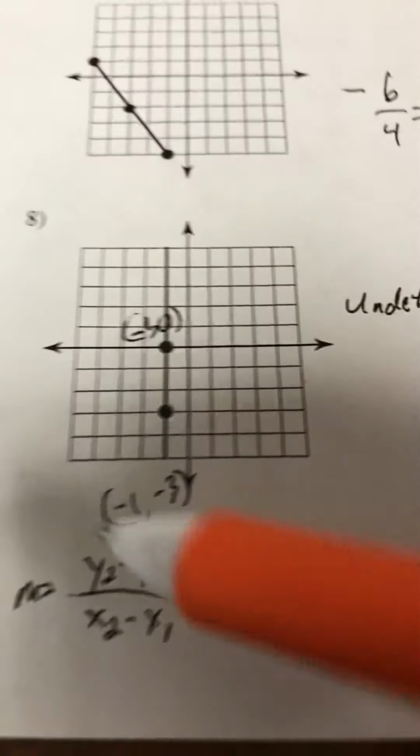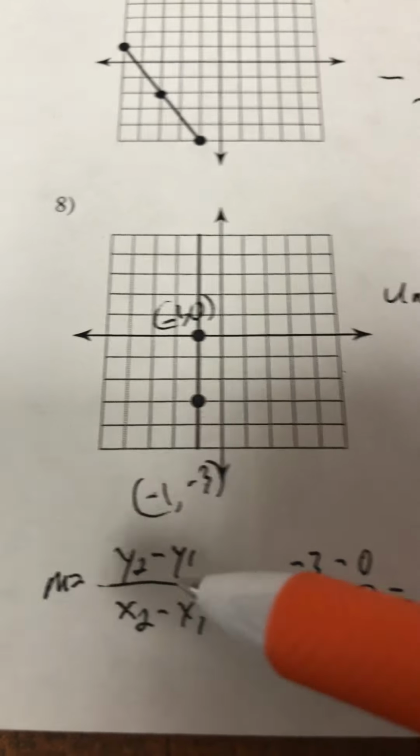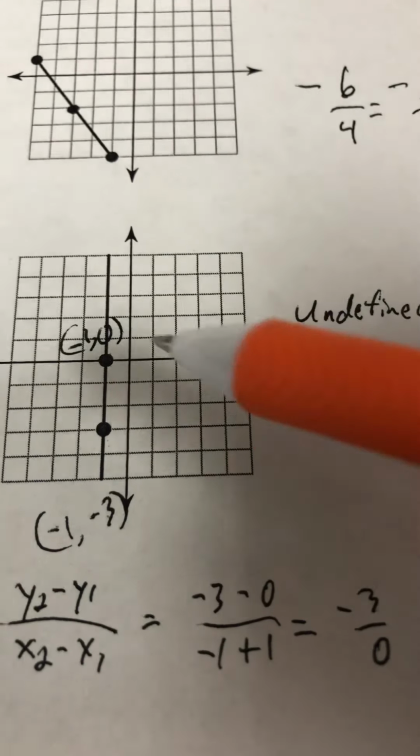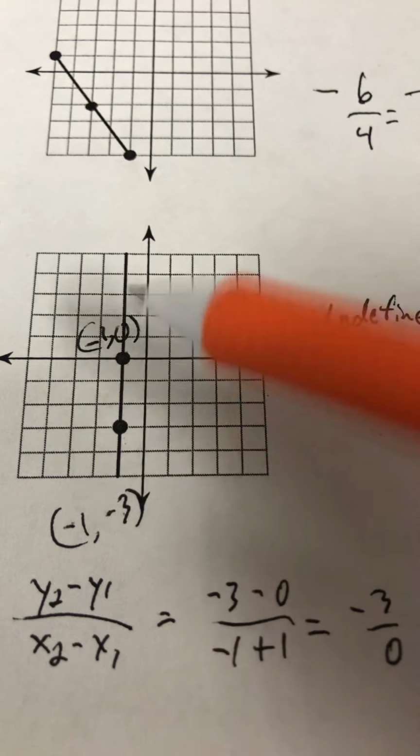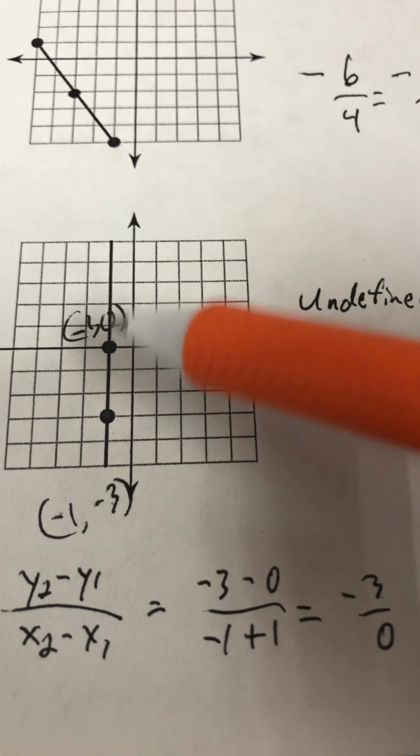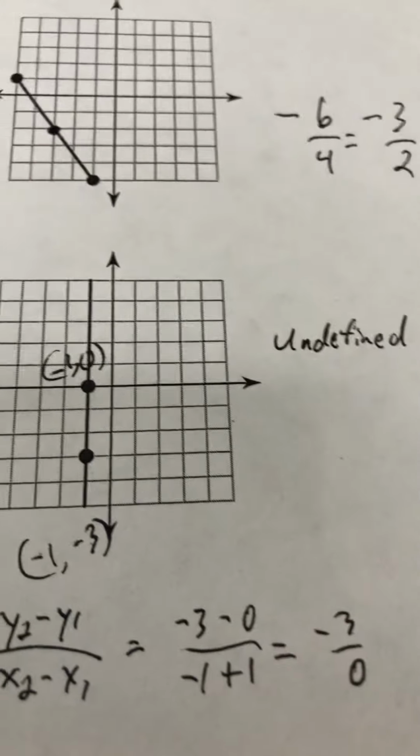That means undefined. Whenever you get that while figuring out slope this way, it means the points are going to be right on top of each other, directly above each other, I should say, a vertical line, undefined. Okay, hopefully this helps, and good luck with finding slope.